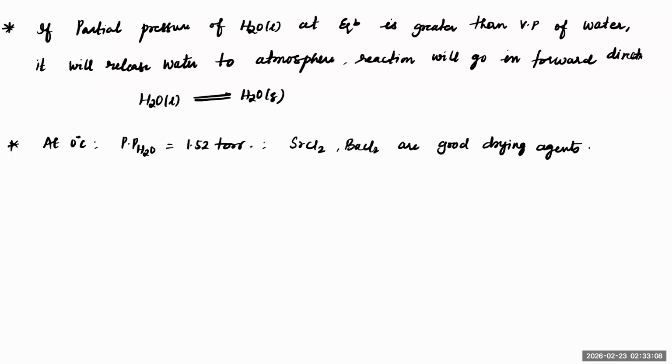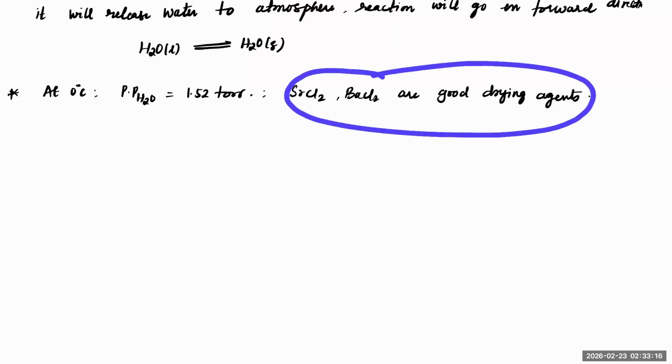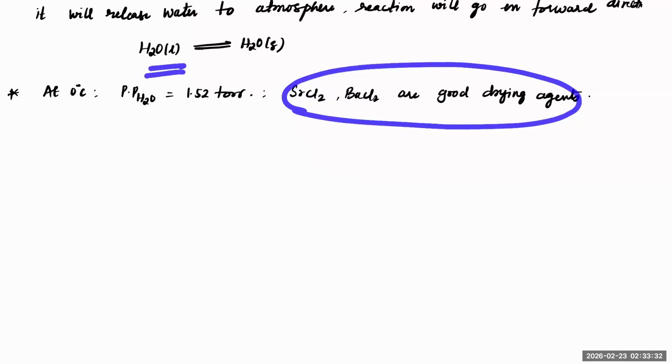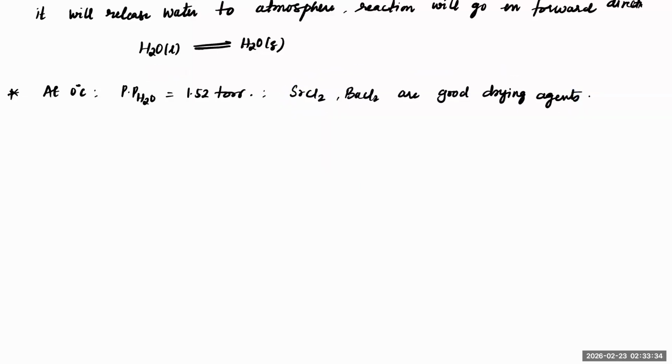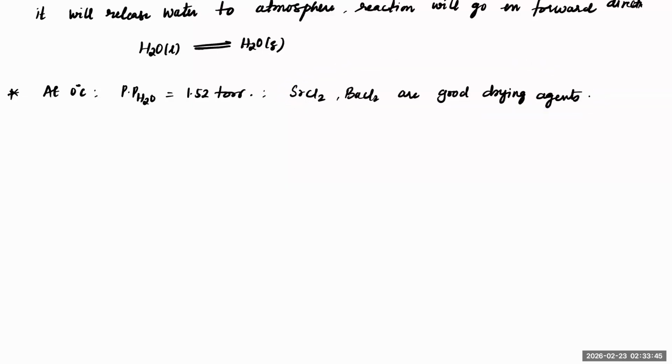Drying agents. Okay, clear? What do you mean by that? Good drying agents means if you are keeping it at normal pressure, usually the atmosphere, the vapor pressure will be lesser than the atmospheric pressure. So what will these do? They will absorb the moisture from the atmosphere, hence making it more dry. That's why they are called drying agents.